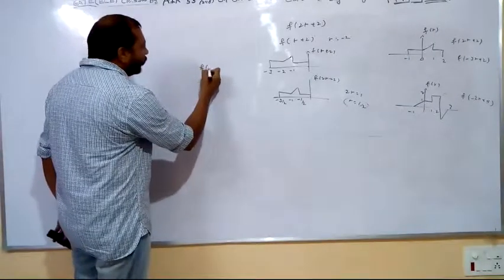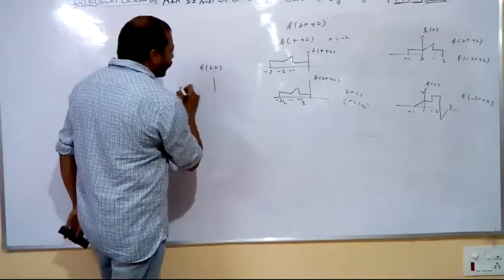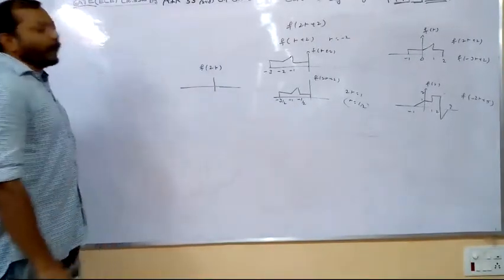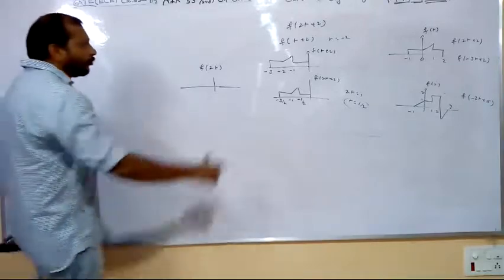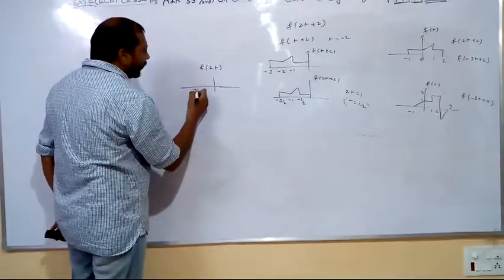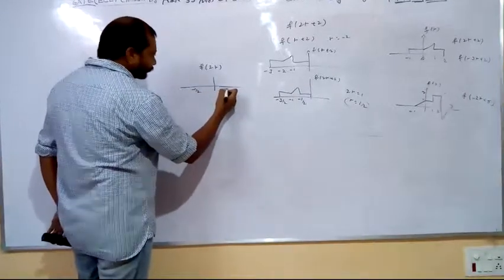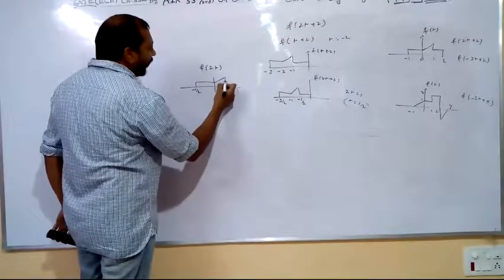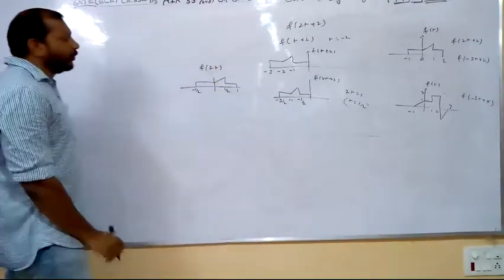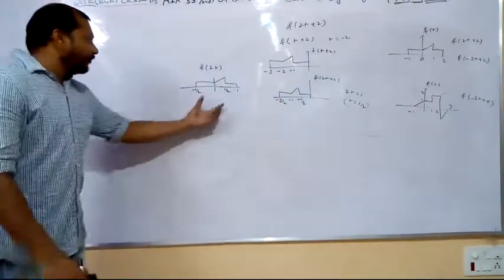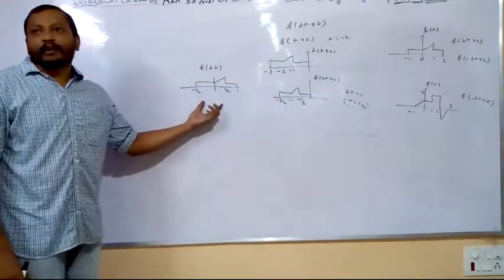First scaling: we have to write down f of 2t. First we write down the corresponding instances. 2t equal to 1 and t equal to 1 by 2. So 1 by 2 is multiplied with each and every instance of the signal f of t. So this will become minus 1 by 2, 0, 1 by 2 and 2 by 2 equals 1. The shape of the signal is the same, but the width will be reduced. Earlier width was 3 and now width is 3 by 2, 1.5.